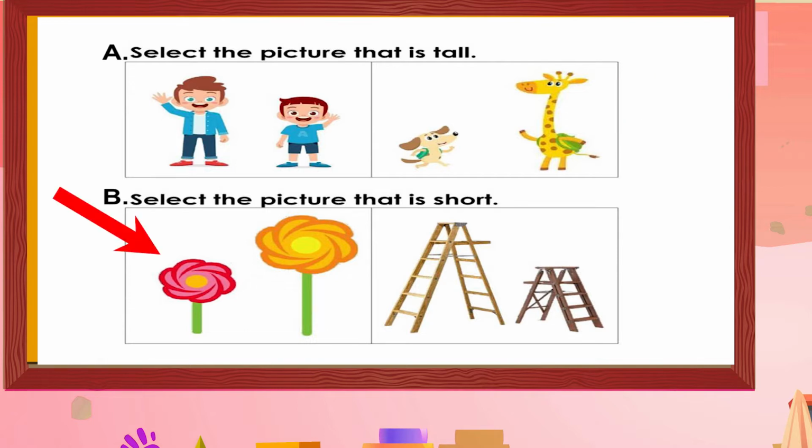After that, you're going to draw the two flowers and the two ladders, and you're going to circle the one that is short. Okay? So for the flower and the ladder, only the short one, you are drawing a circle around it. And for tall, you are drawing the circle around the boy or the animal that is tall. So take your time, do that, and then we're going to conclude today's lesson.